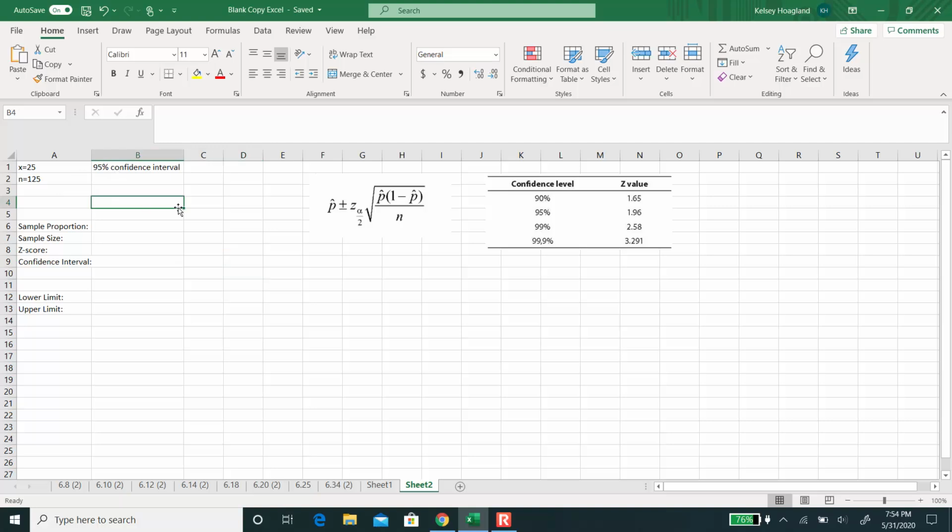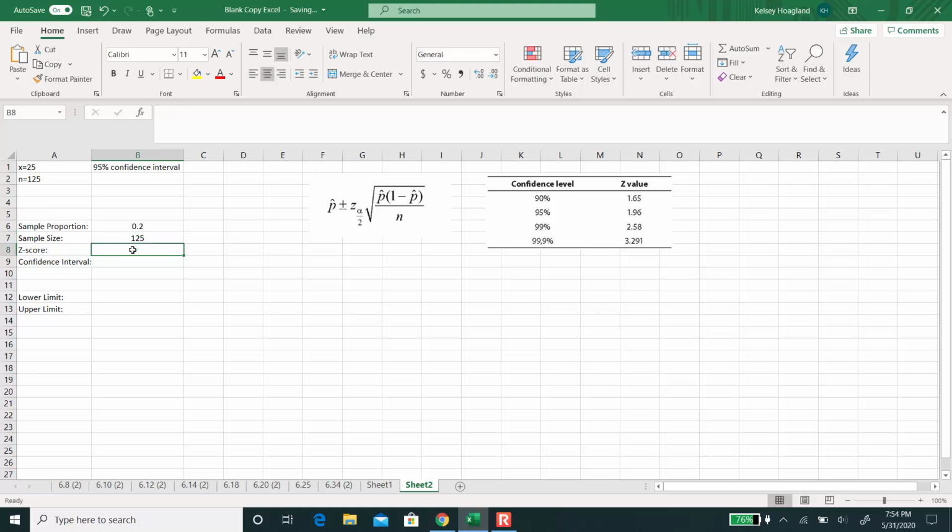So to start out, we'll find p hat, which is also called the sample proportion. And the sample proportion is just the x number, so the sample of the whole, which in this case is 25, divided by the entire sample, which is 125. Hit enter, and now it's 0.2 is p hat. Now your sample size is given in the problem as 125. And now you're on to finding the z-score.